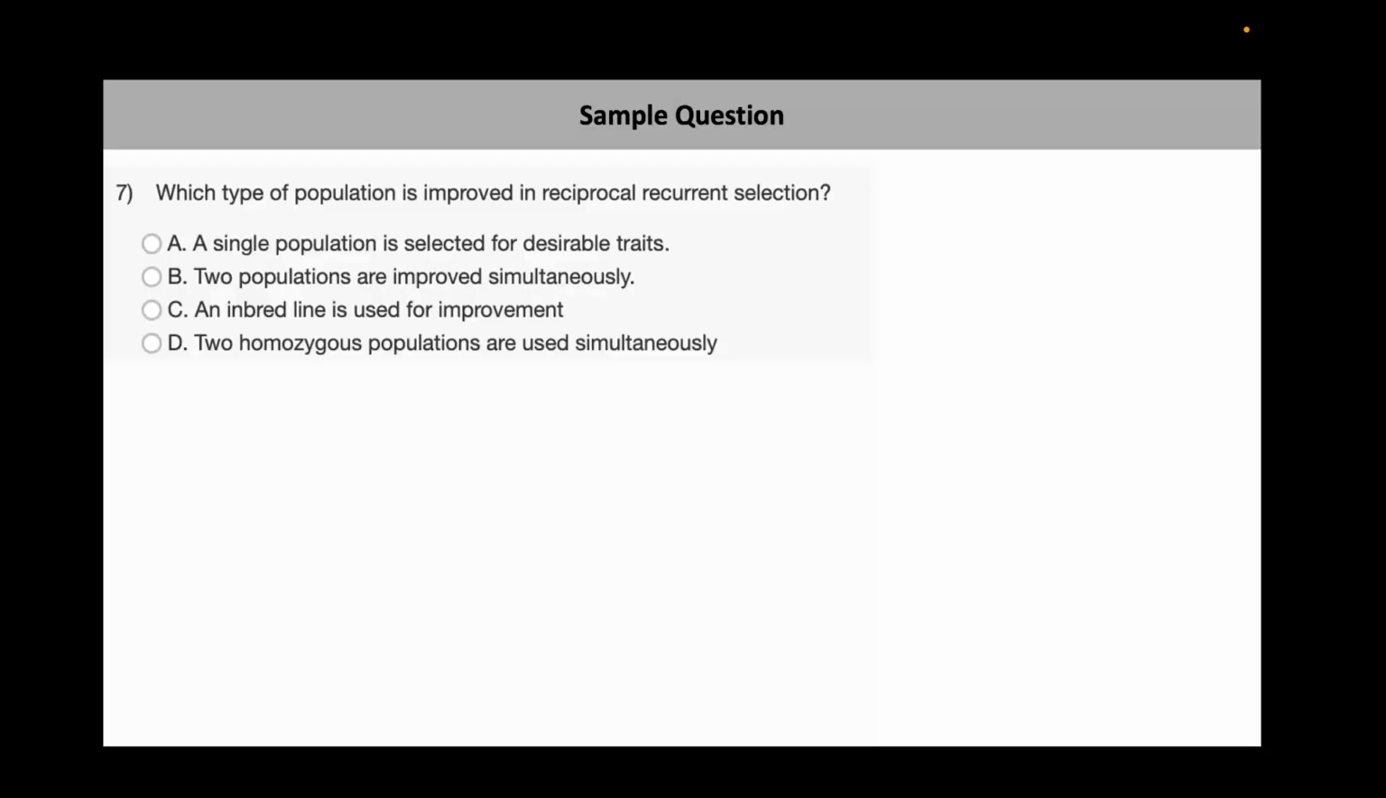Okay, so next question. Which type of population is improved in reciprocal recurrent selection? The options are: a single population is selected for desirable traits, two populations are improved simultaneously, an inbred line is used for improvement, and two homozygous populations are used simultaneously.